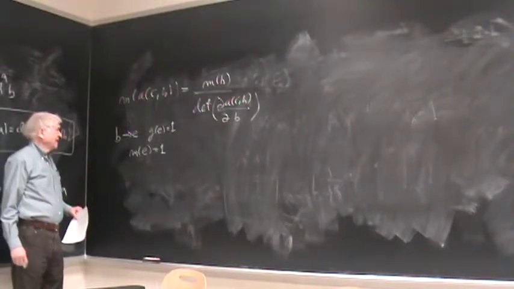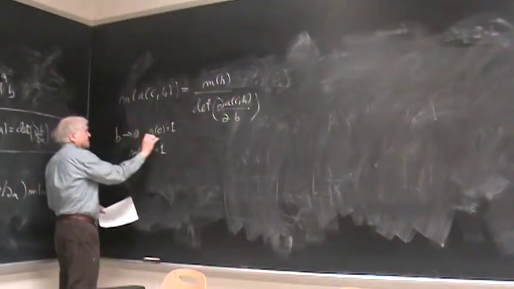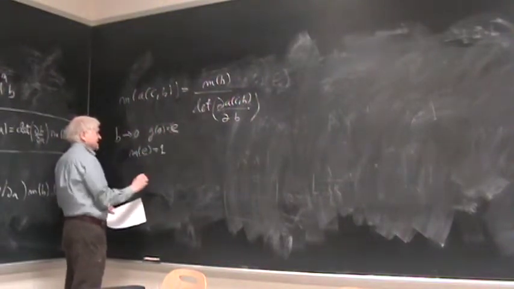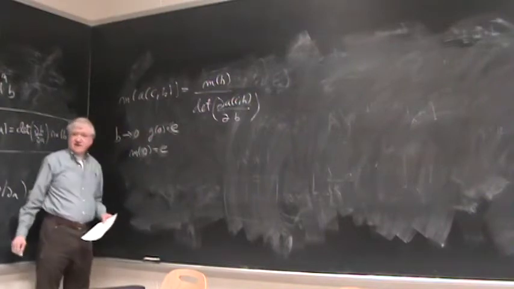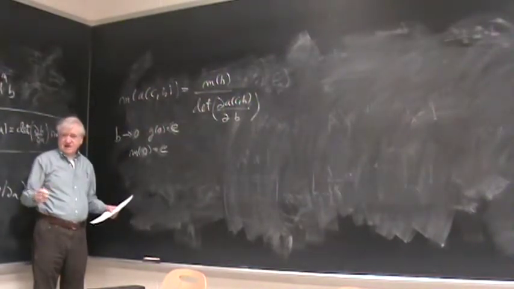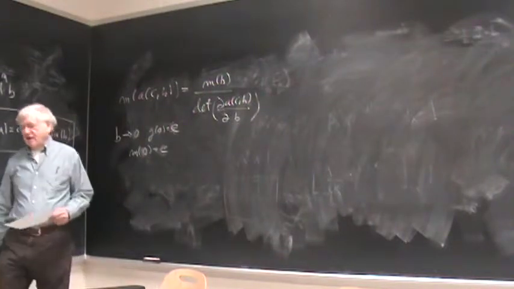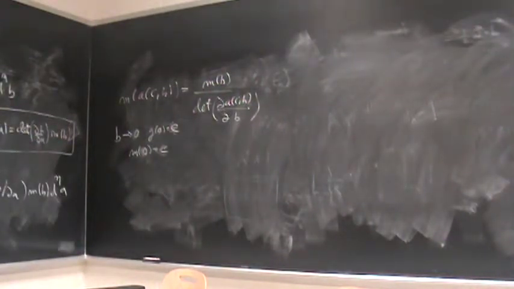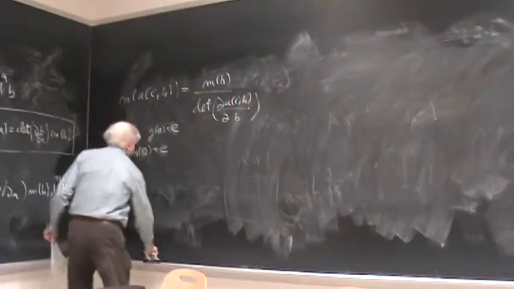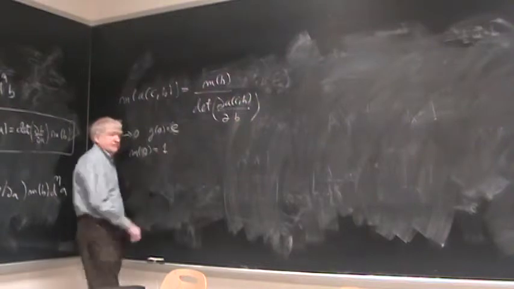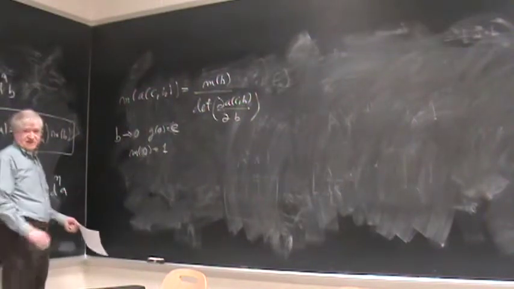Actually, let me ask you guys, what do you like as a notation? I would say let b go to 0, so g of 0 is the identity E. Yeah, I like that. So m of zero is one. E is the identity, one in group speak. But m of b is the measure, so m of zero is one. I'm just defining it to be one. In general it's whatever the normalization requires, but to make things simple, I'm setting it to be one.